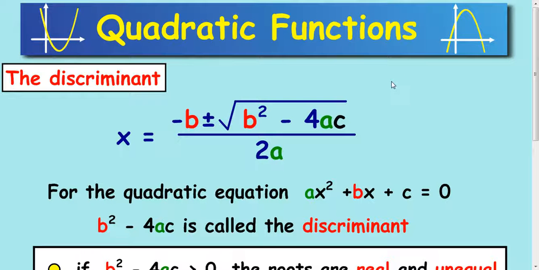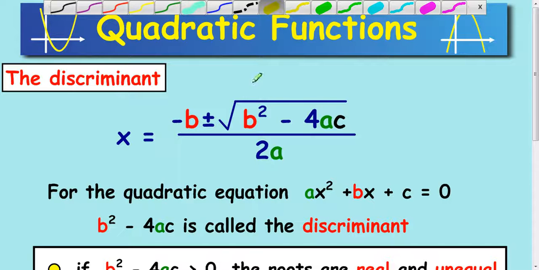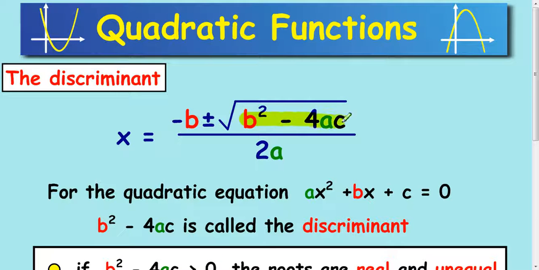In this lesson we're going to look at the discriminant. Now you can see on the screen we've got the quadratic formula. The discriminant is just this part here, the b squared minus 4ac. And this can be really useful because it can tell us a lot about the quadratic and about the roots of the quadratic.